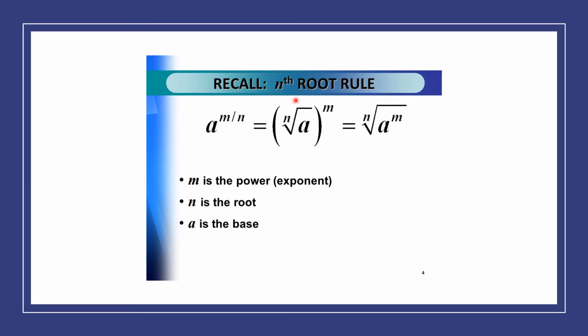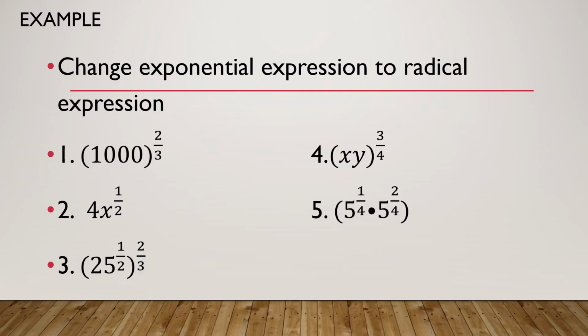So, this is the nth root rule. A raised to m over n is equal to nth root of a raised to m. Ito po yun. So, m is the power or the exponent of our radicand. Then, yung denominator natin na n is the root or the index. So, yung a naman natin, yan yung base natin o yung ating radicand na sinasabi. So, let us have an example. Change exponential expression to radical expression.